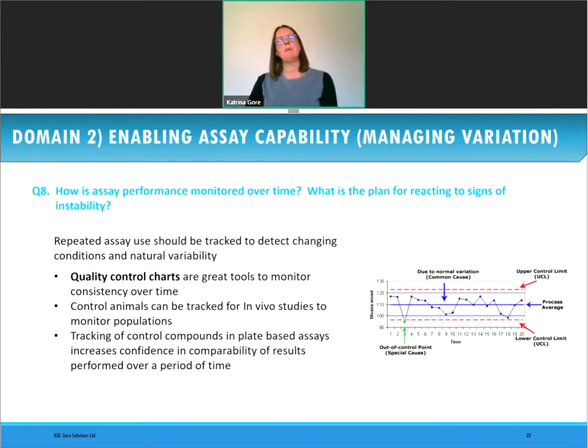We are interested in looking at capability over time, and we can use quality control charts to monitor performance over time and think about how we react to instability. Quality control charts are fantastic tools. You can track control animals for in vivo experiments to monitor populations, and you can track control compounds in plate-based assays, for example, which increases the confidence in your ability to compare results that are performed over time.